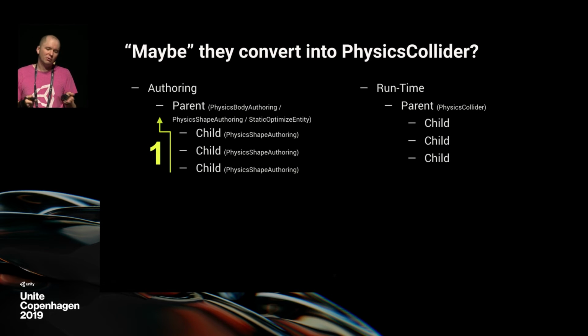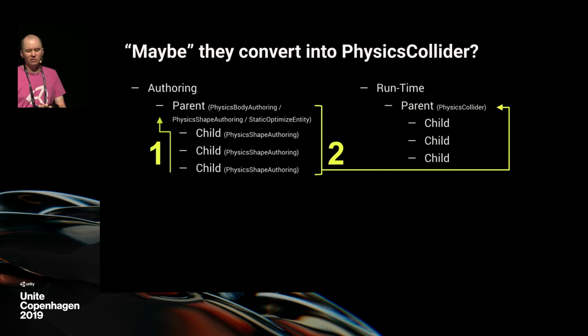And then if we don't have an explicit body or a static optimized entity component, we basically keep walking up until we don't find any more shape components. So the top level shape component implicitly becomes the body at runtime. So we assemble all of these into colliders that become a compound, and so there's only a single physics collider component then added to, in this case, the parent entity that we've identified as the body.